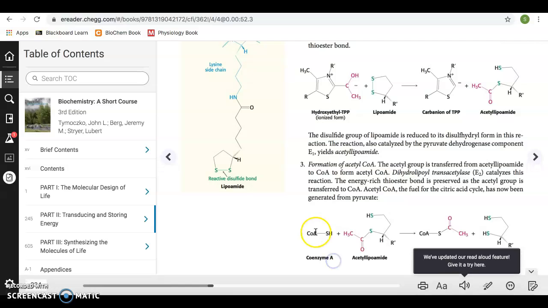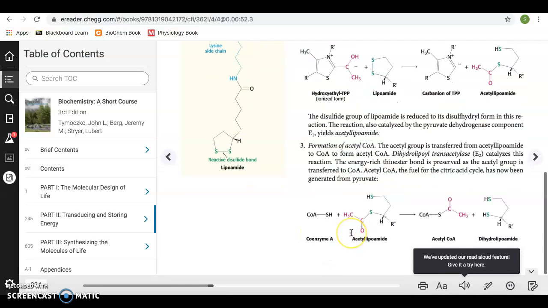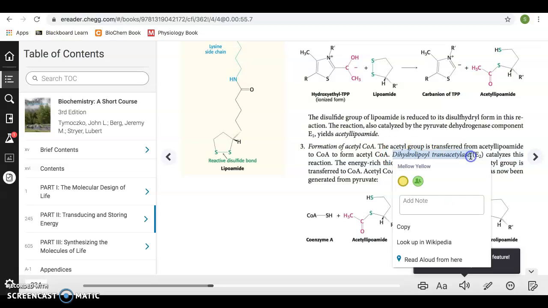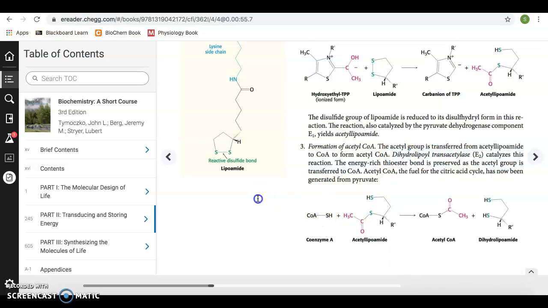So next, our coenzyme A reacts with the acetyl lipoamide, forming our acetyl coenzyme A, which was the goal of this reaction, but not for what we're looking at, and dihydrolipoamide. And this is done with dihydrolipoyl transacetylase.